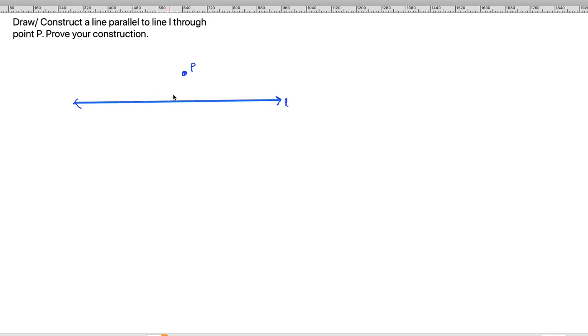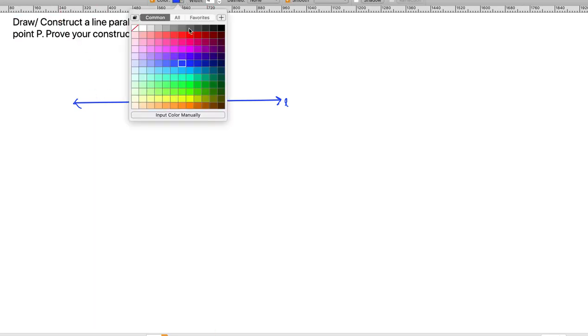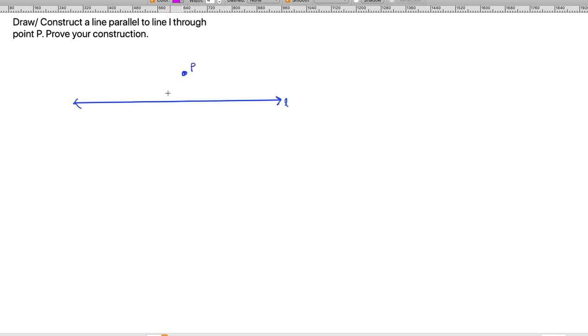Construct a line parallel to line L through point P, and then we're going to prove our construction. So the first thing you want to do is use a straight edge. You pick any point on L to the left of P, don't make it directly beneath P. You can call it point A, and you draw a straight line through P, so it joins A and P.